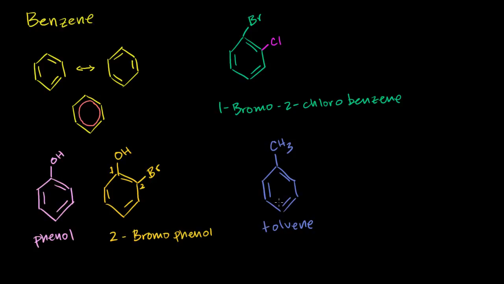Toluene. And once again, let's say you had a fluorine right over there, this would be 1, 2, 3 fluorotoluene. I always have trouble saying that. Because 1, 2, 3. You start at the group that's kind of making this the toluene.